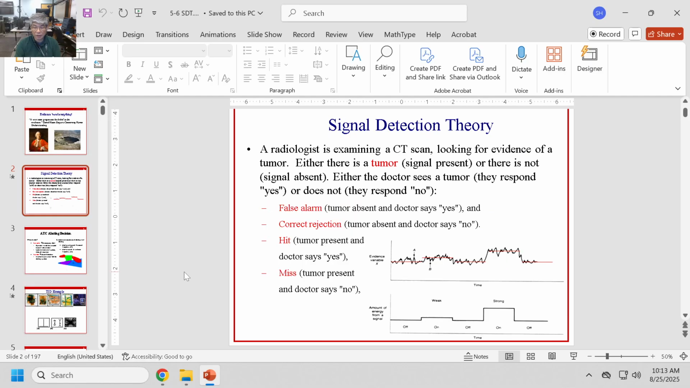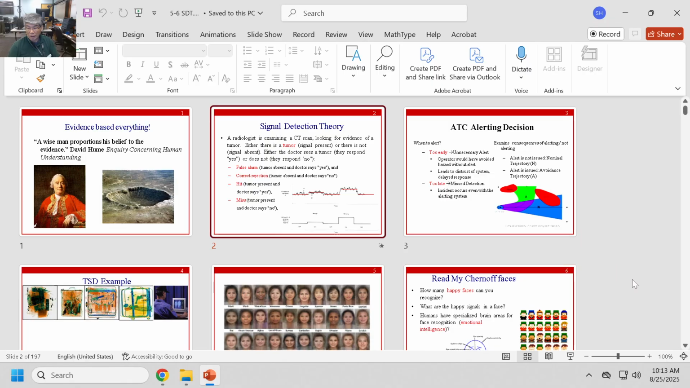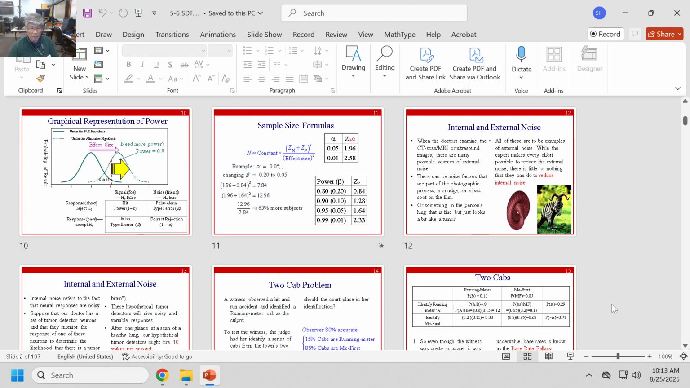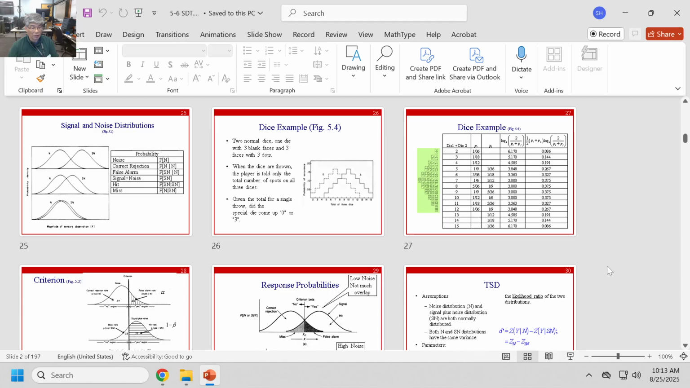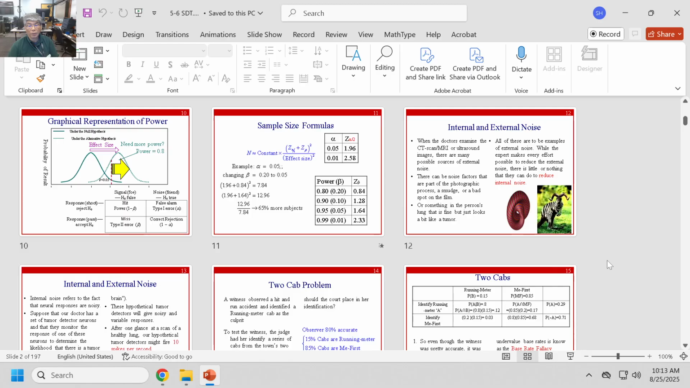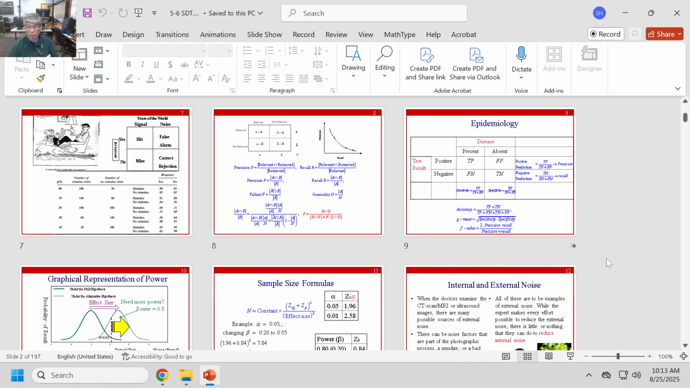Okay, let's continue the signal detection theory, and I'll come back to talk about some of the jargon for people who use the 2 by 2 table to evaluate testing.